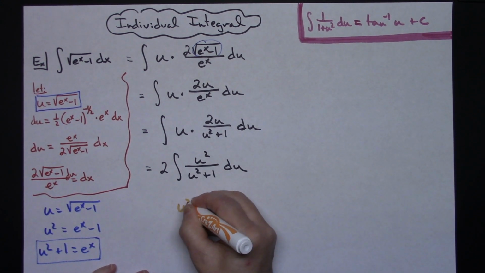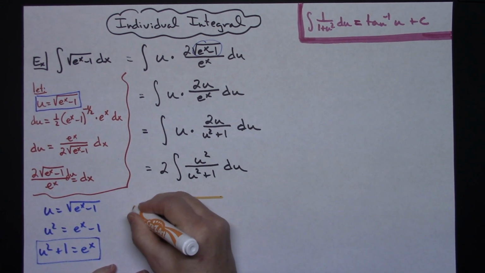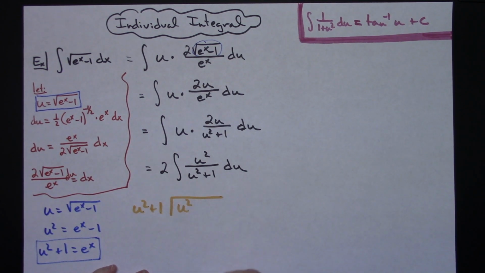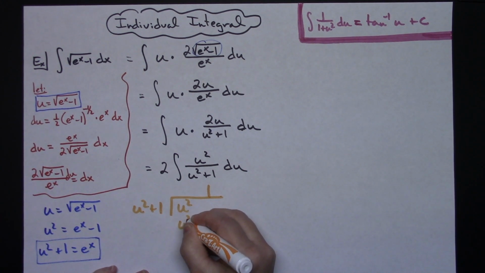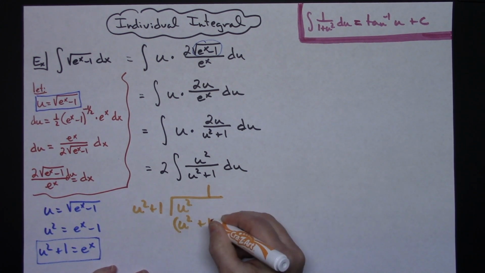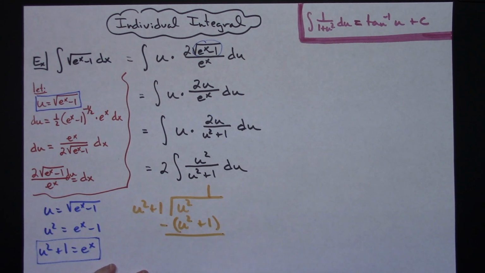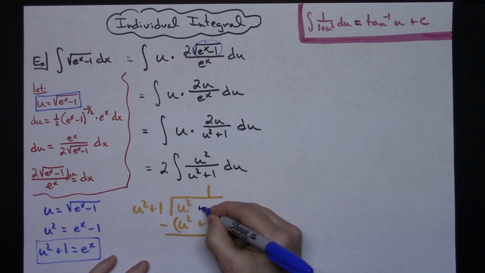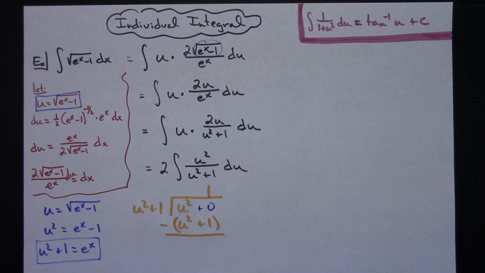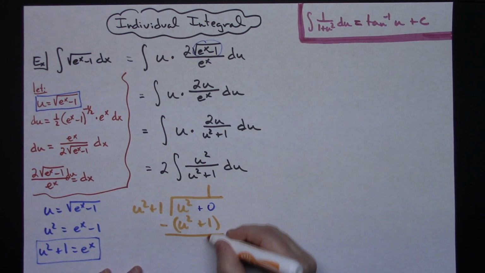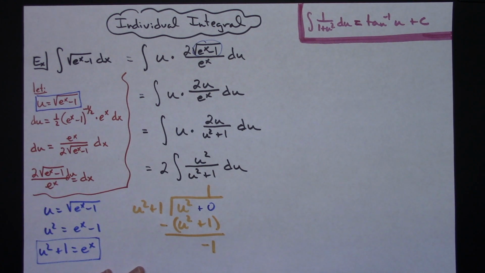So if we put the u squared on the inside and we do the u squared plus 1 on the outside, u squared goes into u squared one time. 1 times what's on the outside, u squared plus 1. Now, keeping in mind long division, we subtract, and there would be an imaginary plus 0 right there. So that's going to give me a 0 minus that 1, which gives me a minus 1 right there.